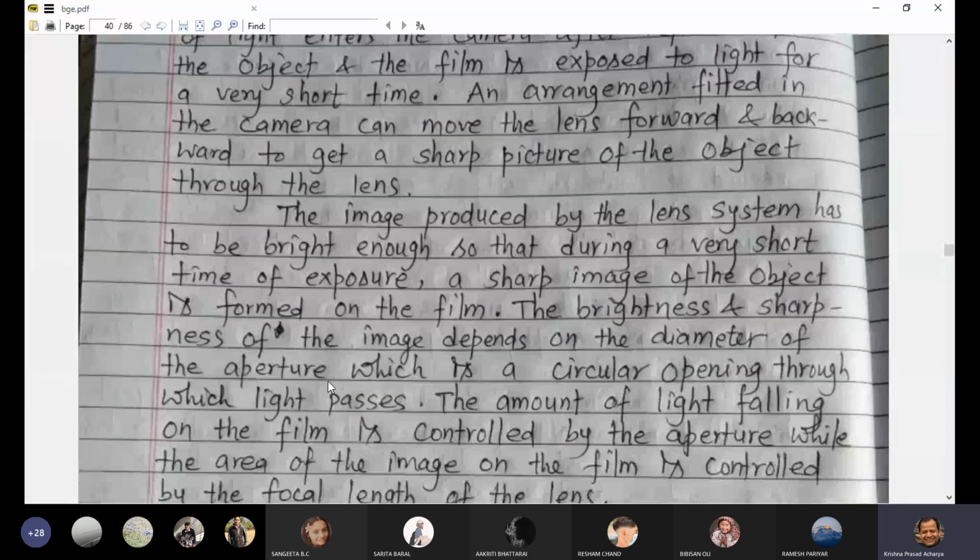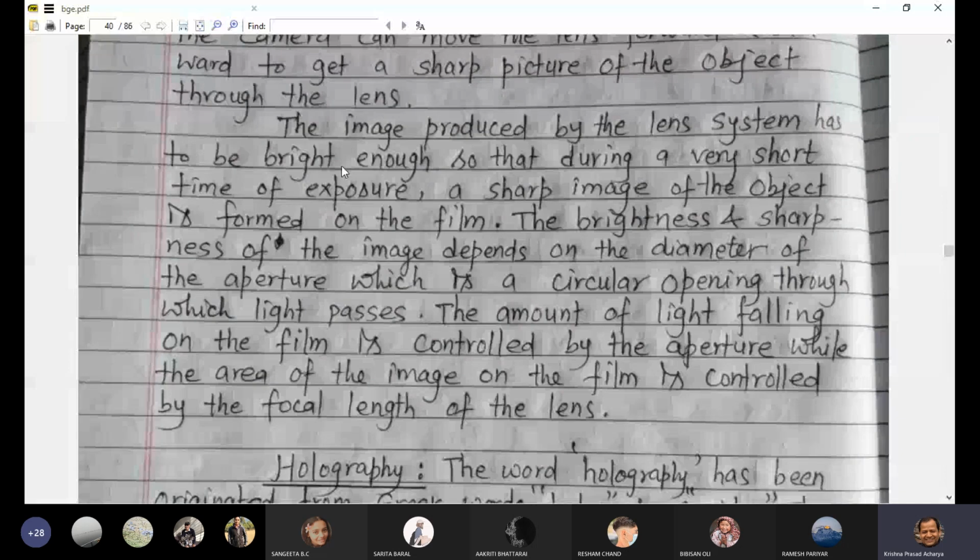The image produced by the lens system has to be bright enough, as much as possible it must be bright, so that during a very short time of exposure, a sharp image of the object is formed on the film. The brightness and sharpness of the image depend on the diameter of the aperture.